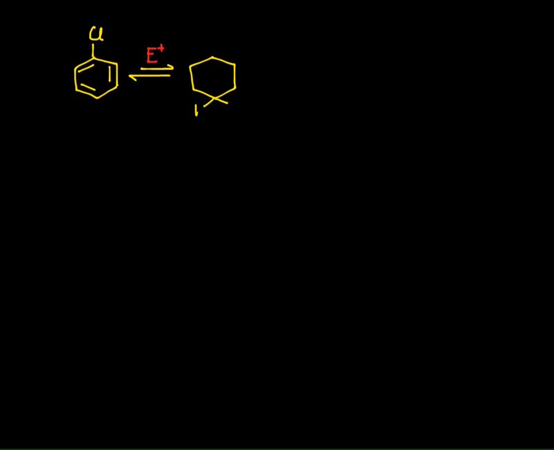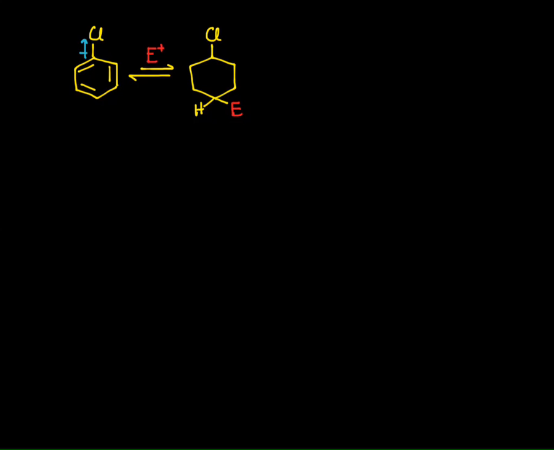Now, halogens are a little bit different. We saw on the table that halogens are OP directors, but the rate of the reaction is actually slower than that of benzene. So if I am looking at a halogen and I add an electrophile to it, let's say at the para position.